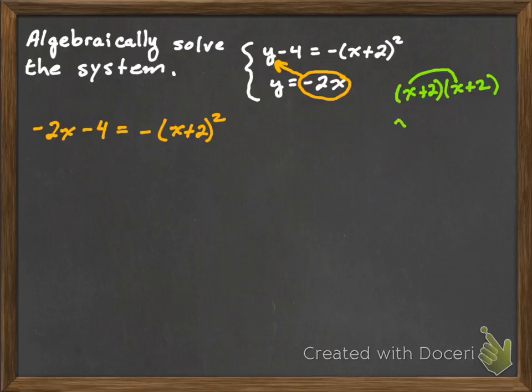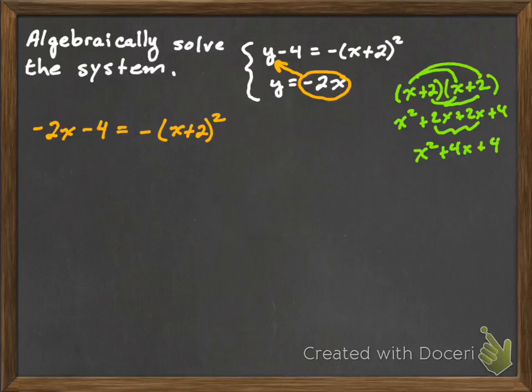X times x is x squared. X times 2 is 2x. 2 times x is also 2x. And then 2 times 2 is 4. Now, when you combine these together, you end up with x squared plus 4x plus 4.